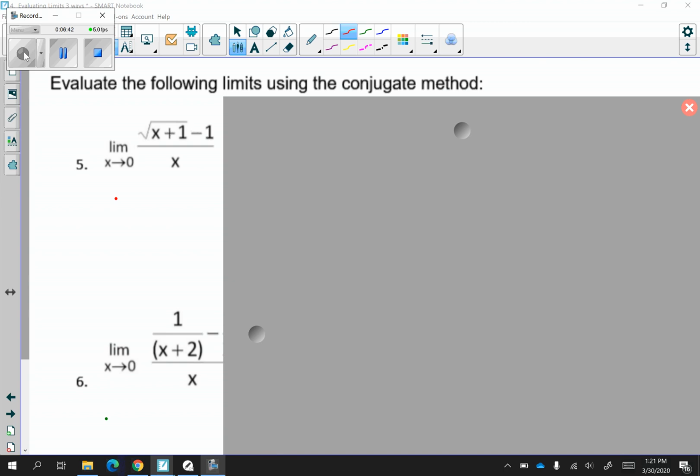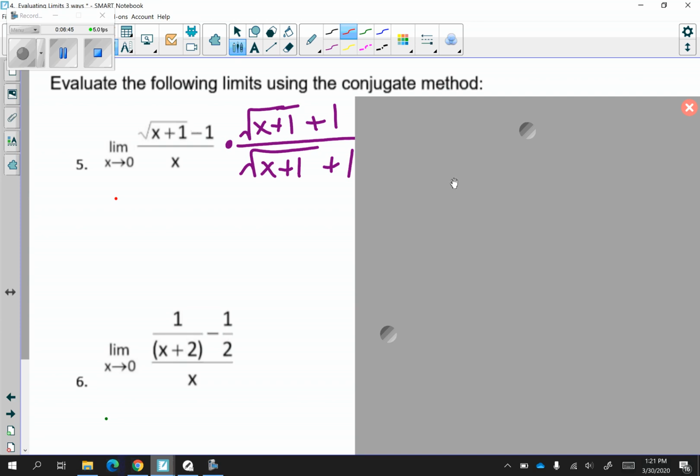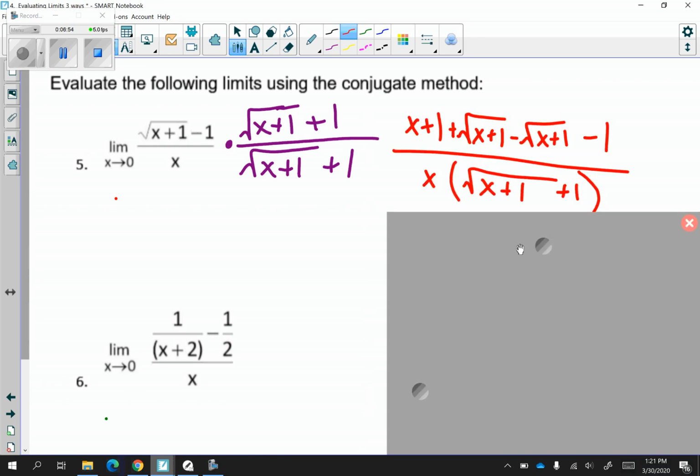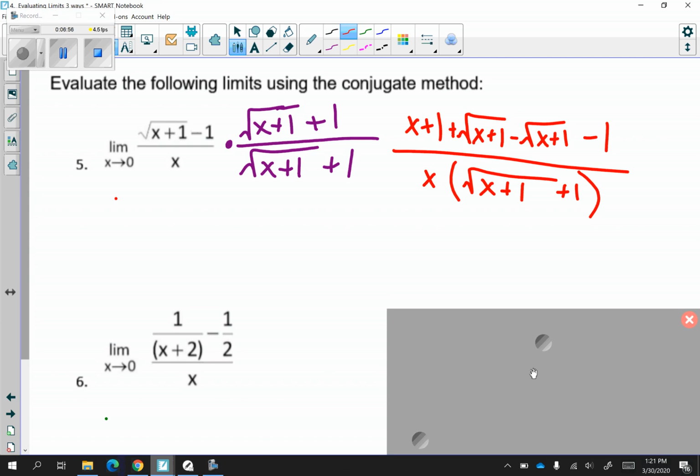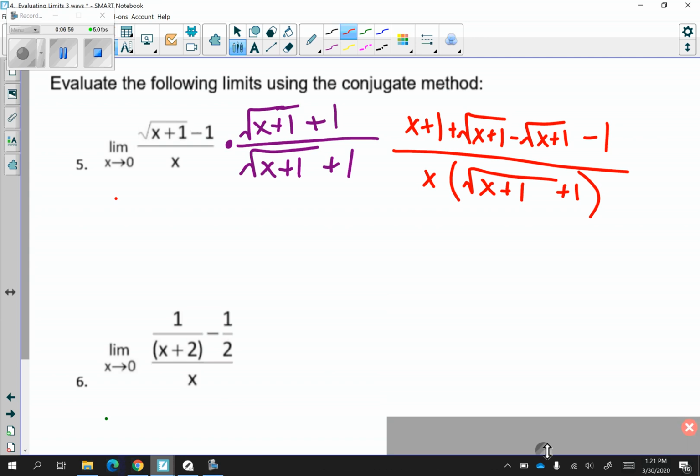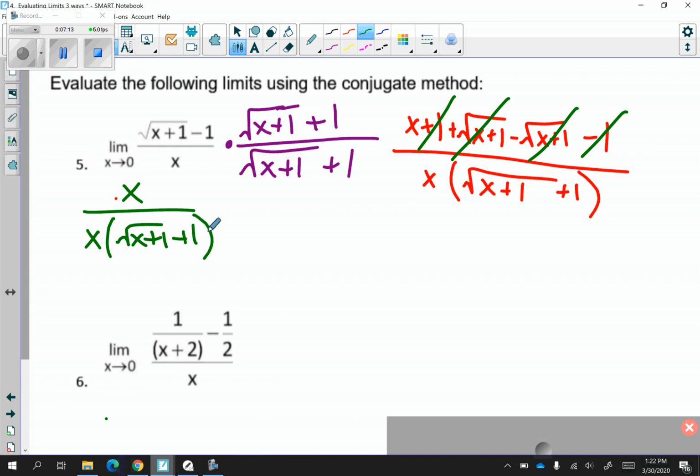So we have to multiply by its conjugate. So radical (x + 1) over radical (x + 1) plus 1. When I multiply that, I end up getting x + 1 plus radical (x + 1) minus radical (x + 1) minus 1. There will be some canceling out in the numerators. This goes away. This goes away. The 1's cancel out. So I'm left with x over x times (radical (x + 1) plus 1). Now notice the x's then do cancel out. So I'm left with 1 over (radical (x + 1) plus 1).